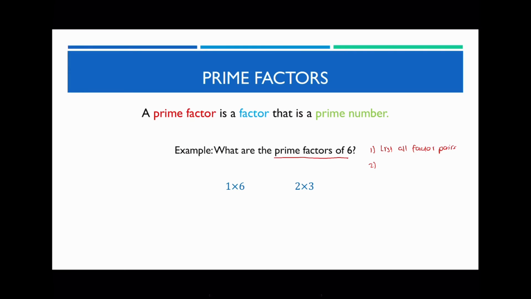The second step is we're going to choose the prime numbers. Out of this list over here, what are the prime numbers? You'd agree with me that 2 and 3 are prime numbers. 1 we said is not considered to be a prime number at all because 1 only has 1 factor, and 6 has more than 2 factors. Number 6 is divisible by 1, 2, 3, and 6. As a result, the only prime numbers out of this list are 2 and 3. Therefore, the prime factors of 6 are 2 and 3.